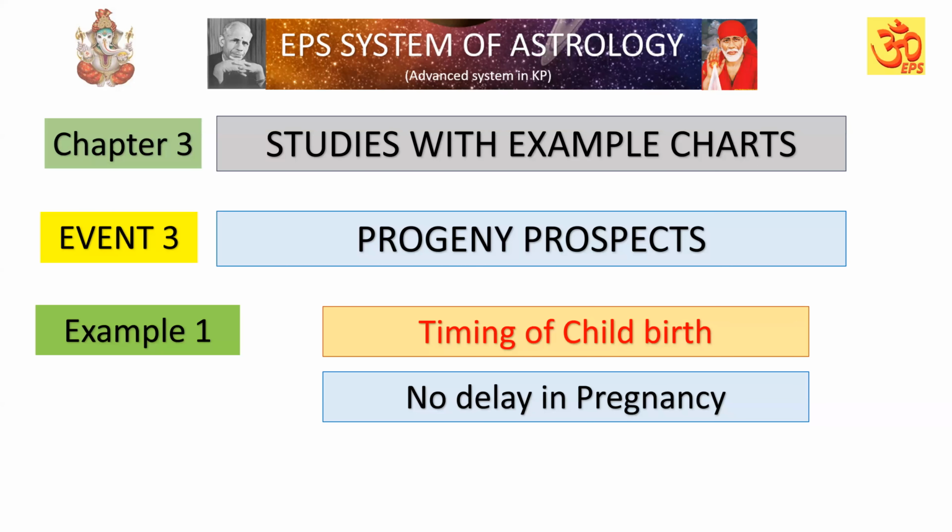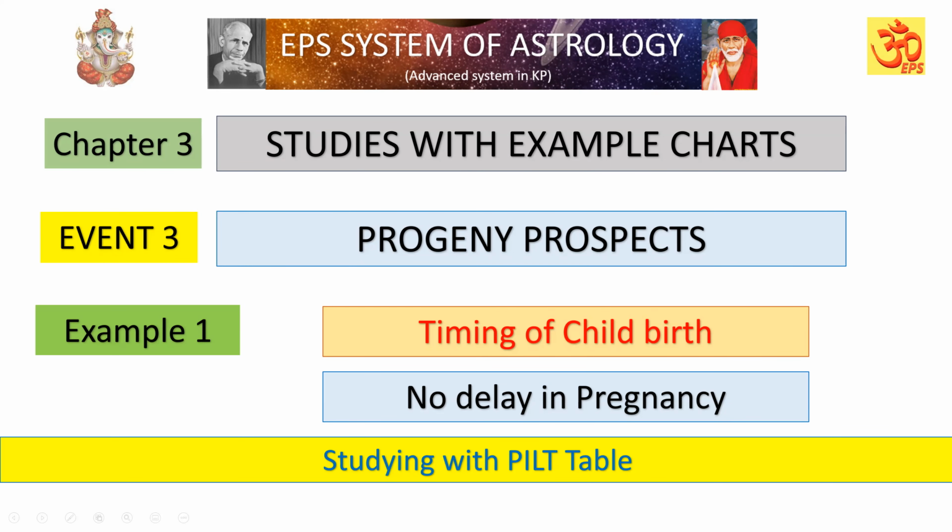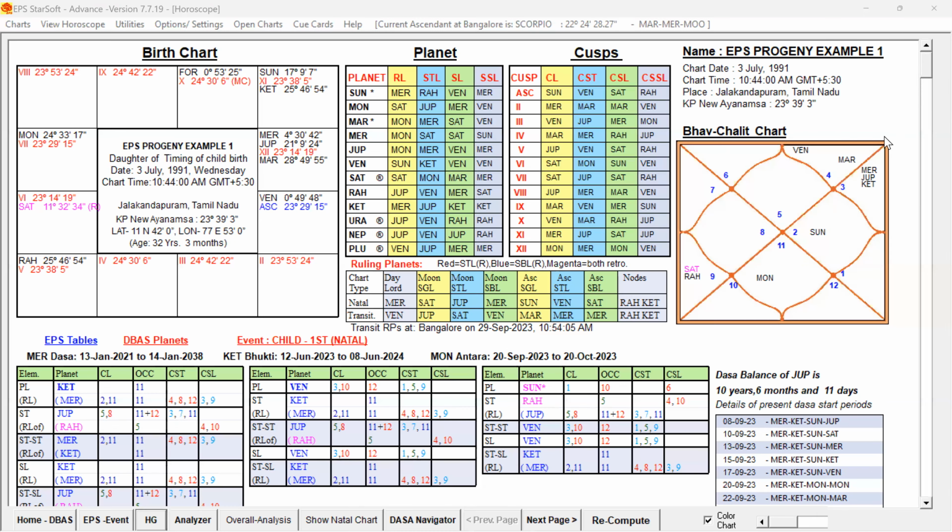Now let us examine this female's birth chart with the help of the PILT table. Example number 1, timing of childbirth, no delay in pregnancy. We are going to study this chart with the help of the PILT table. This is the birth chart of that female native. We are going to study the PILT table for the progeny prospects.